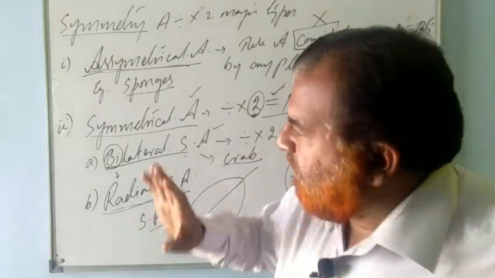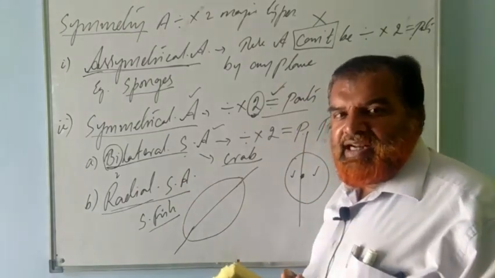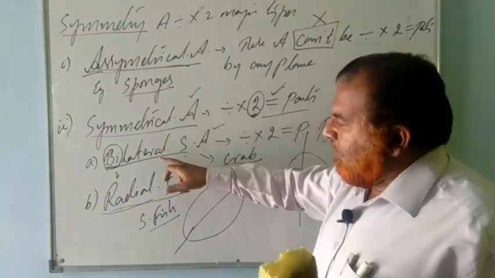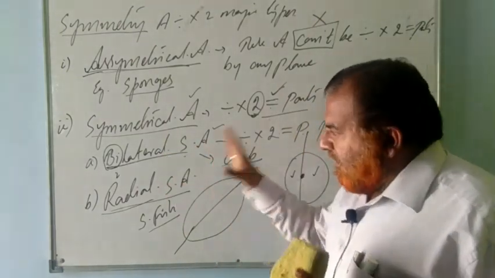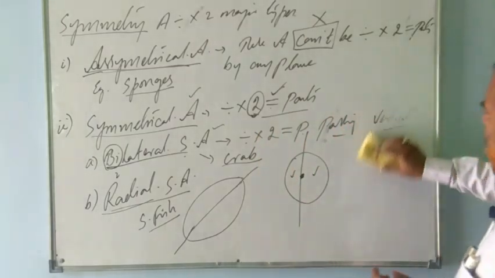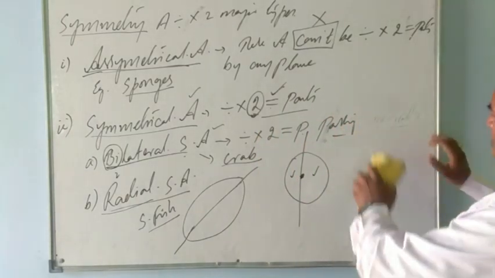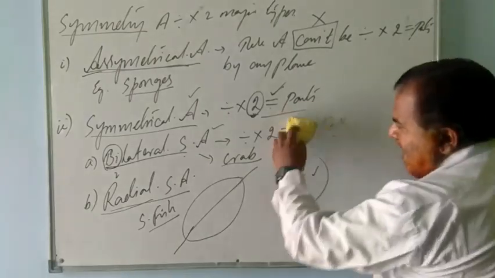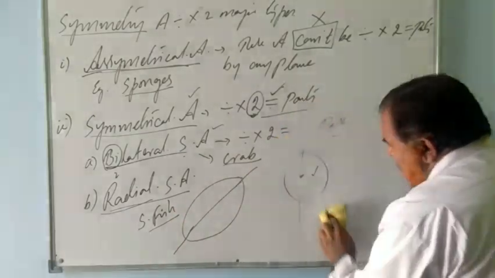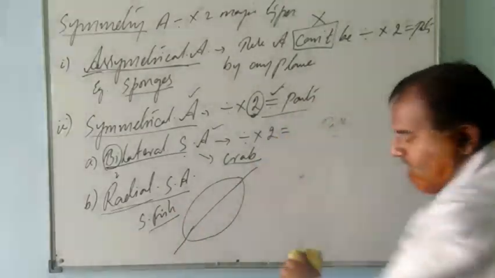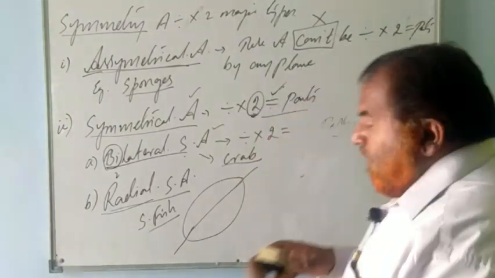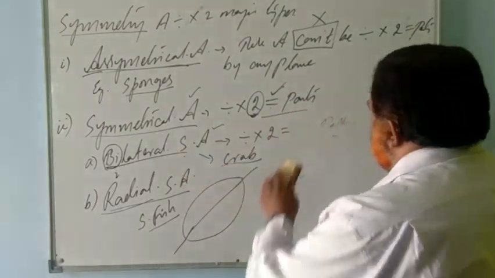Now here, based on this, symmetrical animals, asymmetrical animals, bilateral and radial. Here we are dividing the animals based on a line passing through the center. One is vertically, the other is diagonally, radially, right? So such animals are called radially symmetrical animals, and bilateral symmetrical animals.